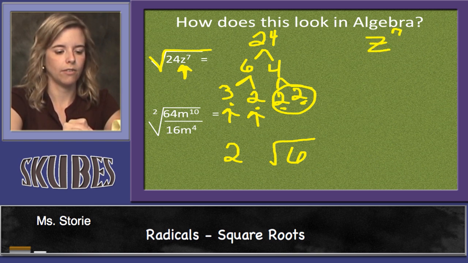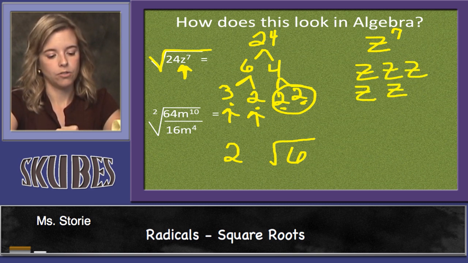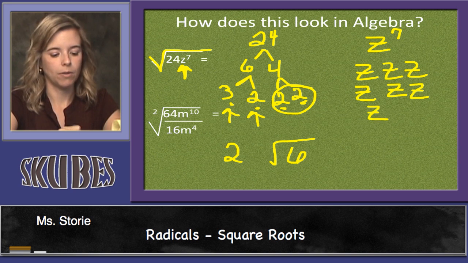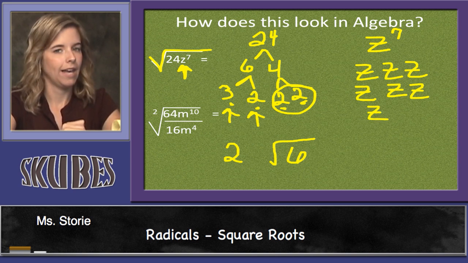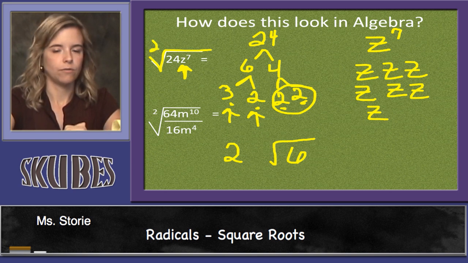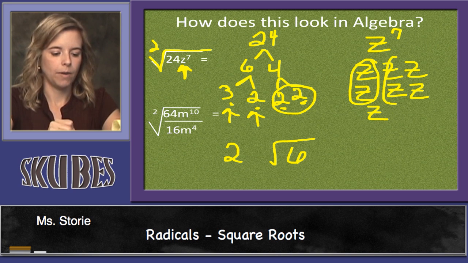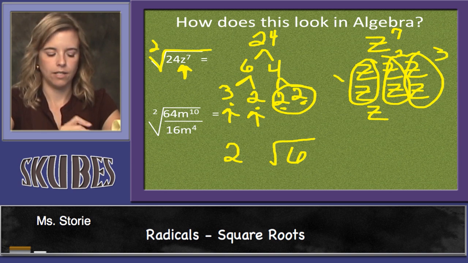If we have z to the 7th, it means that you need to write out z 7 times. Yeah, it's not the most fun thing to do, but if you don't write them all out so you have the total number, you're going to end up dropping one or forgetting one of the pairs, and it's not going to turn out correctly in your answer. Now, because this is an index of 2, we're looking for pairs. I see a pair of z's, another pair of z's, and a third pair of z's. So I have 1, 2, 3 pairs of z's.